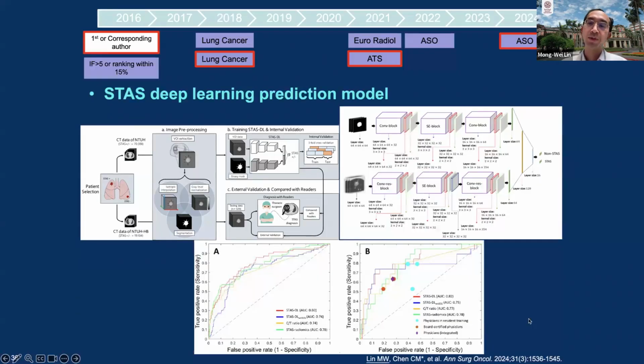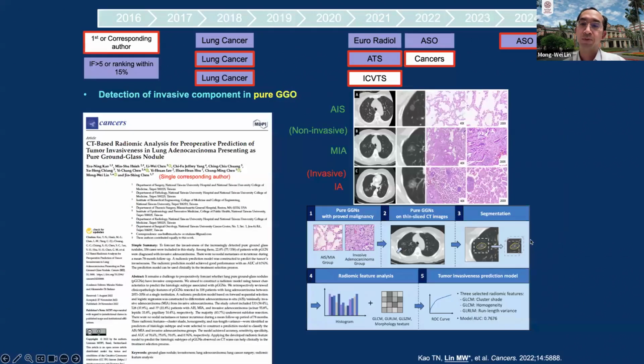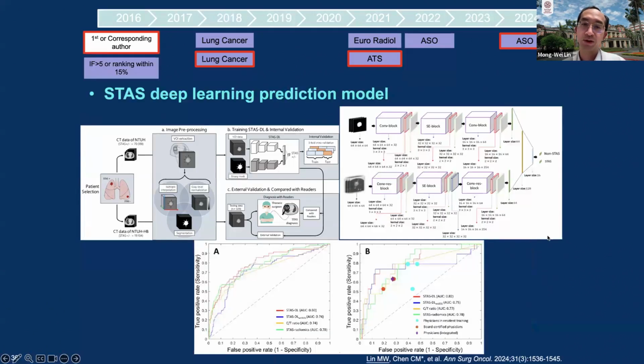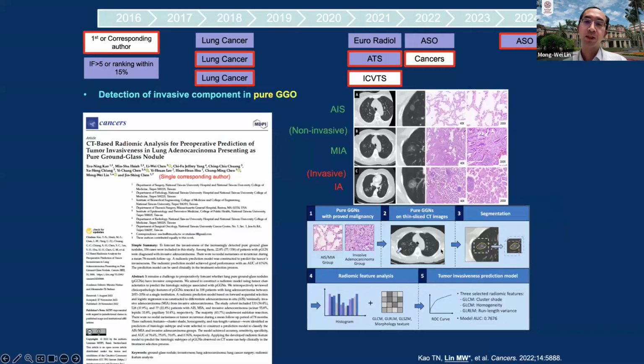And we also developed a deep learning model to predict the STAS. The performance of this prediction model was actually better than the prediction made by a thoracic surgeon. You can see the point is a thoracic surgeon's prediction. The performance is quite a bit higher than the surgeon's.